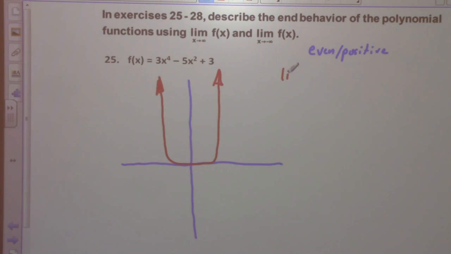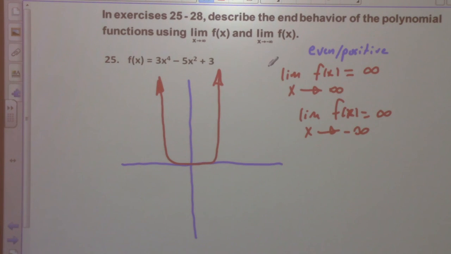Yes, we do. Limit as x approaches infinity of f of x is equal to infinity, and limit as x approaches negative infinity of f of x is equal also to infinity. So this is going to be our answer for number 25.